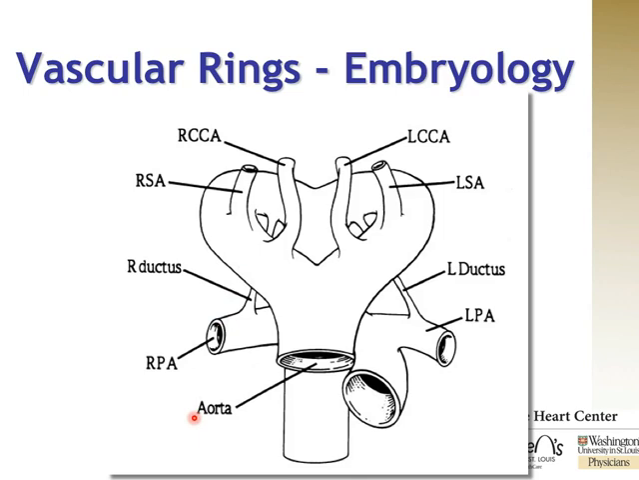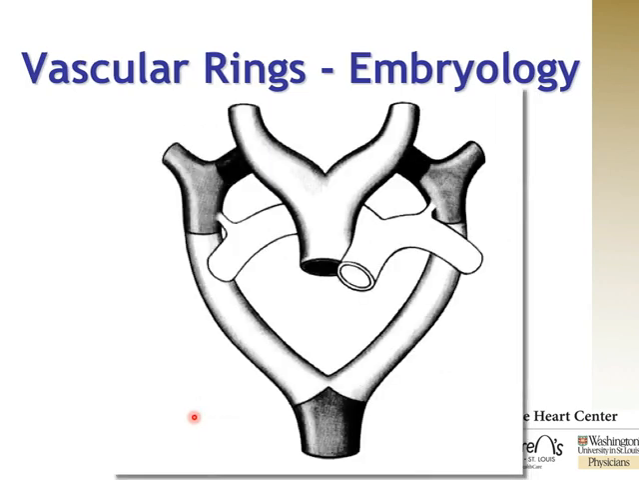And then if we take this sort of three-dimensional conceptual picture and flatten it out a little bit, this is just another rendering of the same thing. And the trachea and esophagus are behind the proximal parts of the aorta and pulmonary artery, but then run in front of the descending aorta. So they run right through the center of that ring.